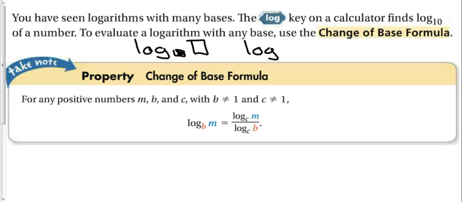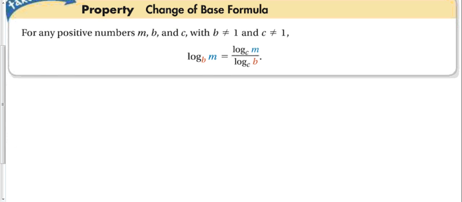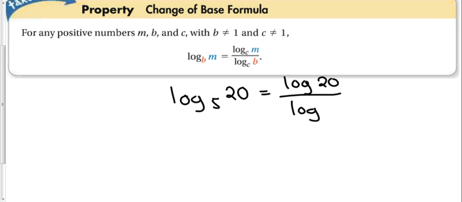Basically, it says that the base in B goes on the bottom, the log goes on top, and I can have any new base I want. So, what does this mean? An example, I can have log base 5 of 20, and if I wanted to work this out on a calculator that only had a base 10, I could do the log of 20 over the log of 5. And that would give me the same answer as a calculator that you could do any base logarithms.